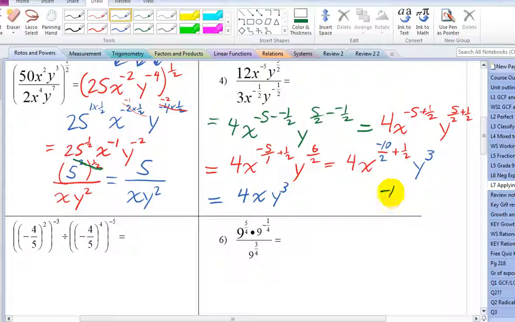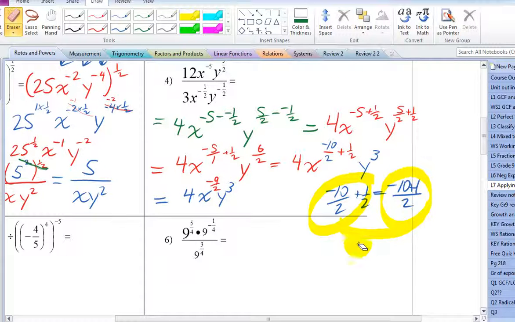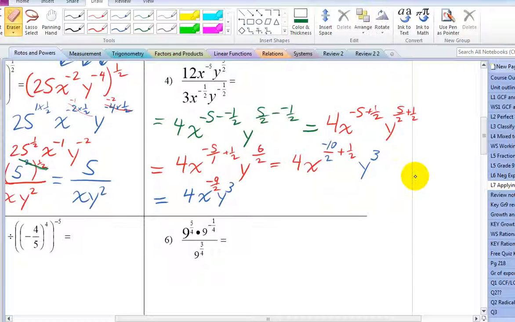Nope. Negative 10 over 2 plus 1/2 equals negative 10 plus 1 over 2. Okay. You have to know this, folks. This is a grade 8 rule. Right? You're adding the tops of the fractions. So it's negative 9 over 2. Okay. Last little bit then. How do you get that exponent to be positive? Goes into the bottom of the fraction. Okay. There you go. Final answer.